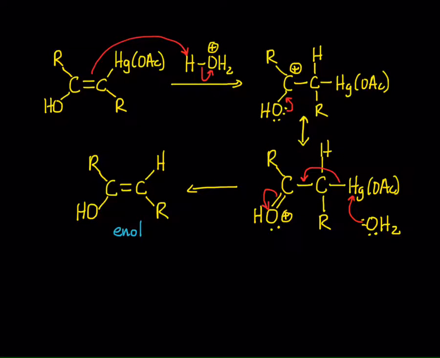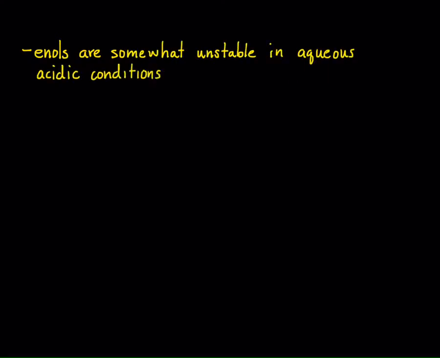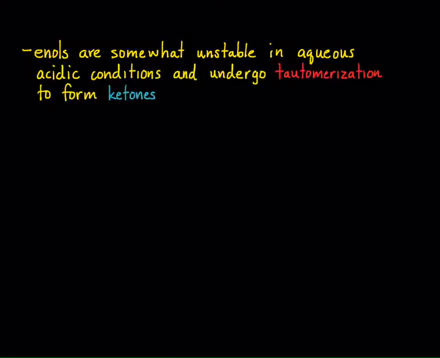Now, what is important about an enol? Enols have some interesting chemistry, and we're going to see a lot of chemistry of enols in the second semester. But one of the things that you have to understand is that enols are somewhat unstable in aqueous acidic conditions, and that's exactly what we have here. They're unstable in acidic conditions, they're also unstable in basic conditions. They undergo what's called tautomerization. And in that process, you form a ketone. So, why is that?